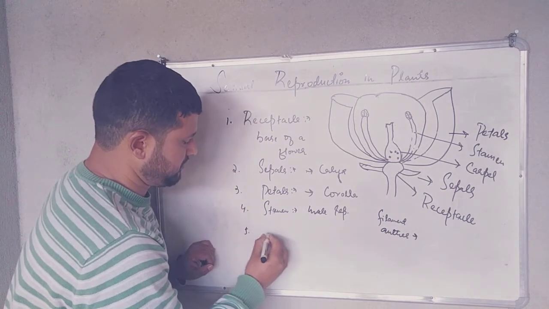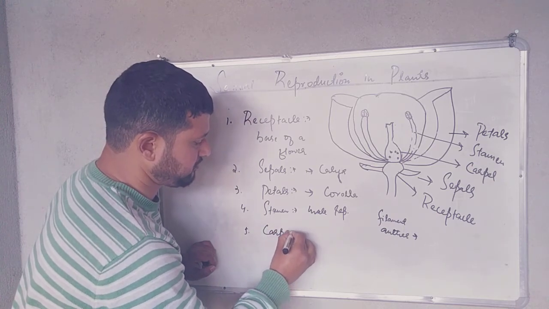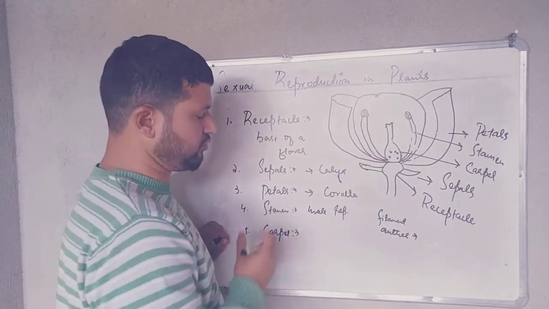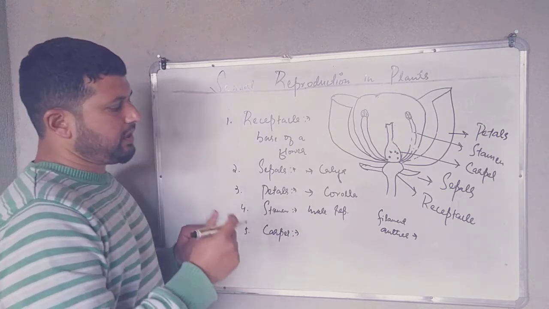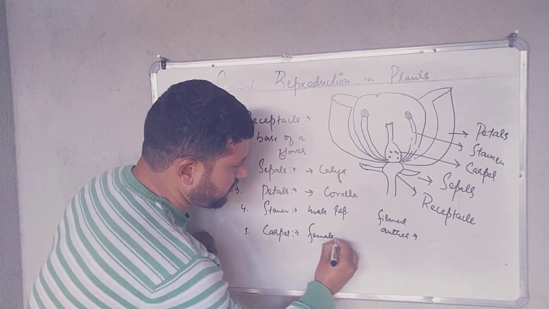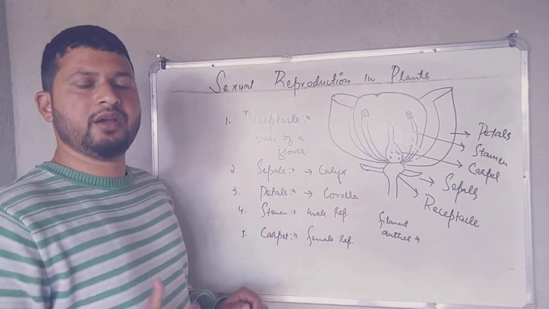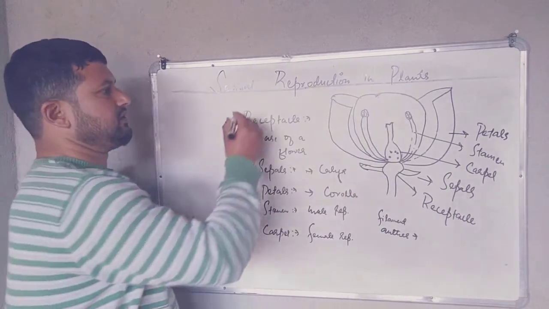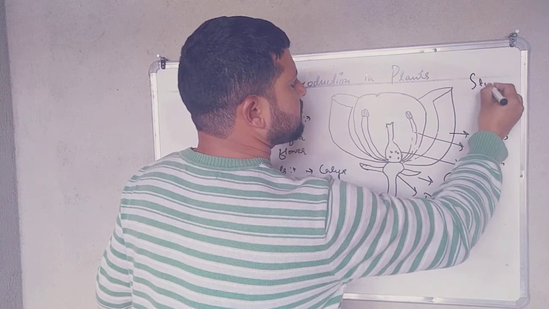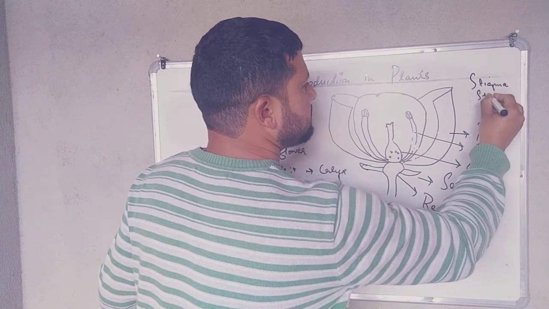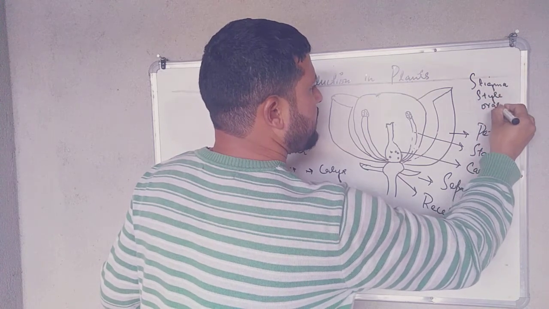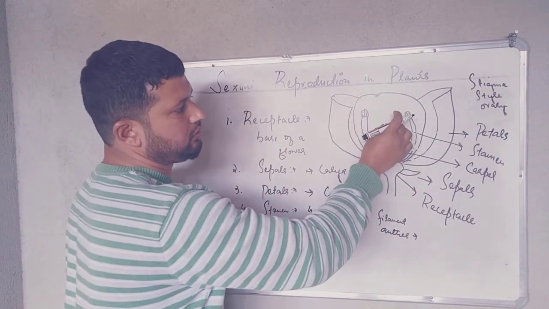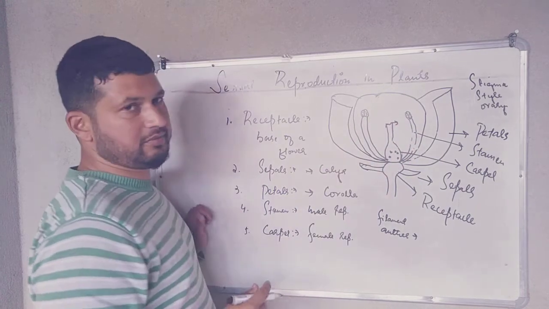Another part is the carpel. The flask-shaped part which is present in the center of a flower is known as the carpel. And this carpel is also known as the female reproductive part of the flower because it produces the female gametes, that's the ovules or eggs. And this carpel is made up of three parts, that is stigma, style and ovary.